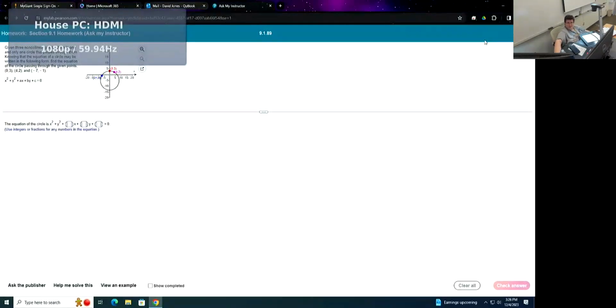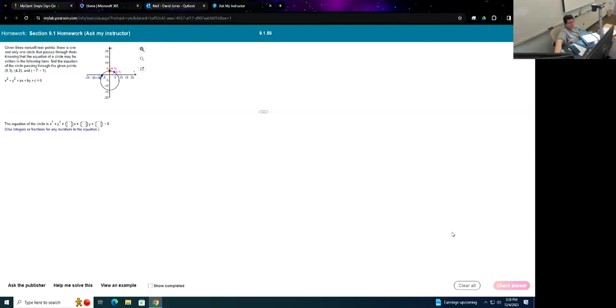I'll show the question real quick. It says, given three non-collinear points, which means they don't lie on a line, there is one and only one circle that passes through them. Knowing that the equation of a circle may be written in the following form, find the equation of the circle passing through the given points (0, 3), (4, 2), and (-7, -1). This is in 9.1, our systems of equations section, which should give you a little hint as to what we're doing.